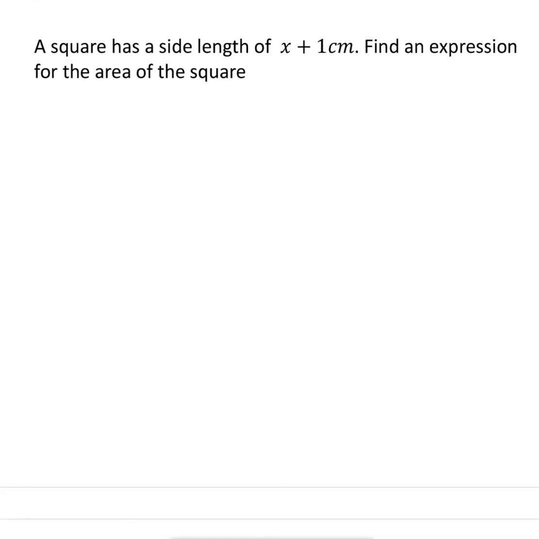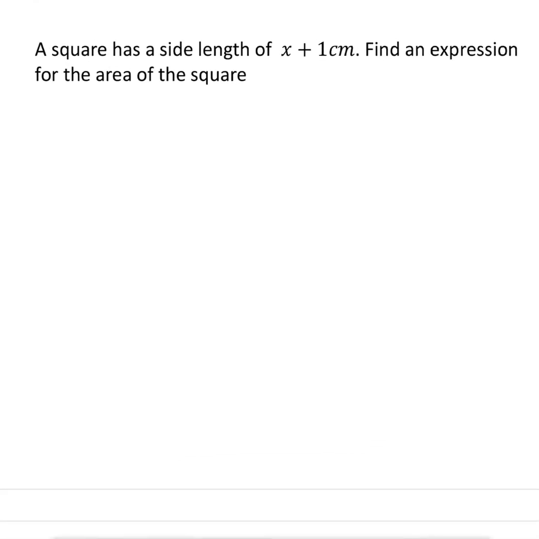Last question now. So here we have a square that has a side length of x plus 1 centimeters. Find an expression for the area of the square. So in these questions, it's always easier to draw it out first. So let's draw out a square. And it tells us that the side length is x plus 1, and in a square, all sides are the same, so that means we'll have x plus 1 here as well.